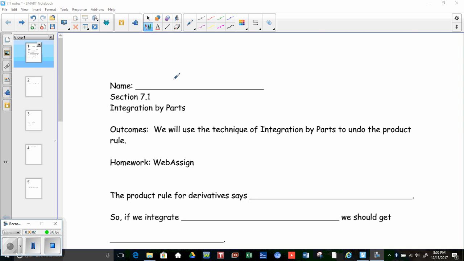Okay, so this is integration by parts. This is our third antiderivative technique that we're going to do. So far we know how to do the power rule for antiderivatives. We know how to undo a chain rule, which is using a substitution, or U substitution as it's most commonly called. This one is integration by parts. This is our third technique for antiderivatives. This is going to undo the product rule for derivatives.